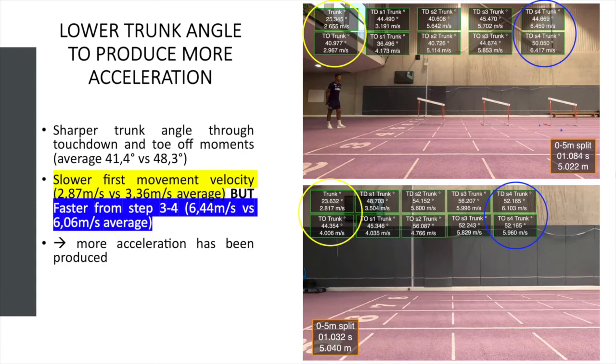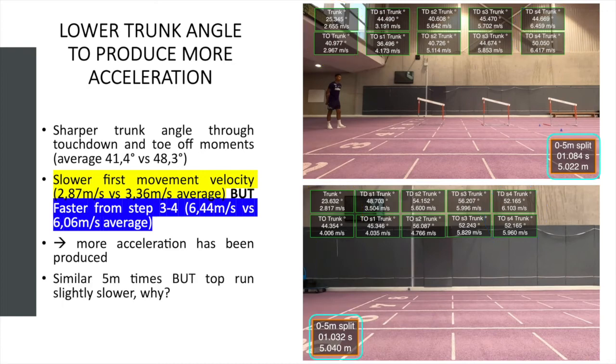This results in a slower first movement velocity for the top run, which is 2.87 meters per second versus 3.36 meters per second for the bottom run. But from step 3 to 4, the top run is actually faster than the bottom run. The average velocity is 6.44 meters per second versus 6.06 meters per second on average. So more acceleration has been produced by the athlete in the top run.